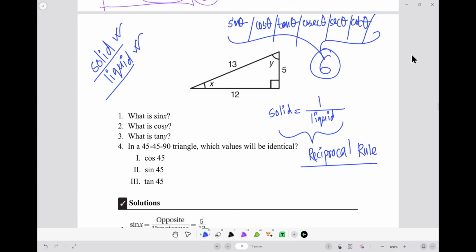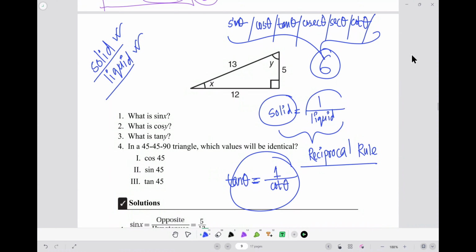This is a mathematical definition, a mathematical concept. So the tangent function is the opposite of the cotangent function. That's why I'm writing 1 over cot. Do you got it? Because solid is the opposite of liquid.